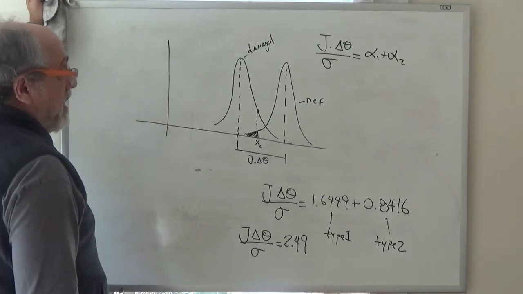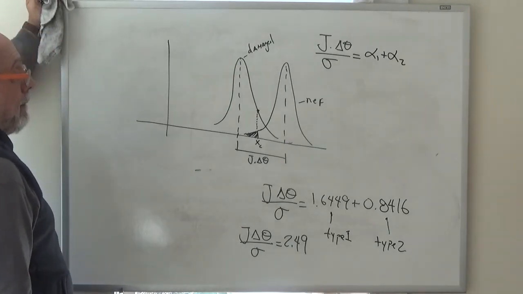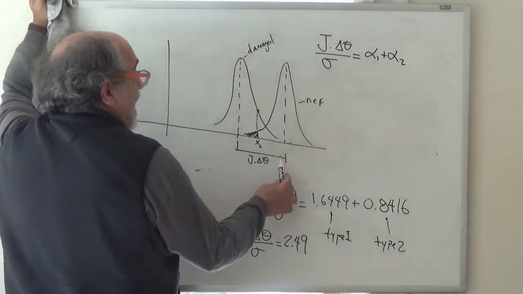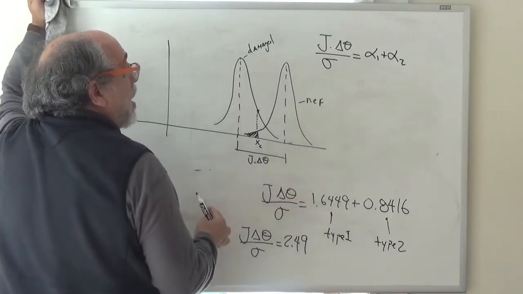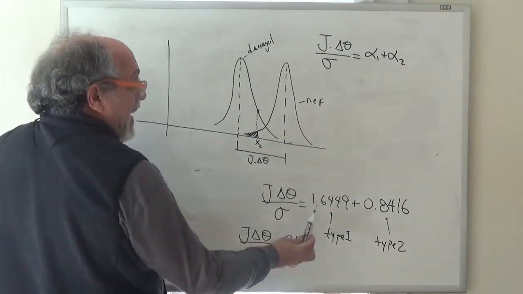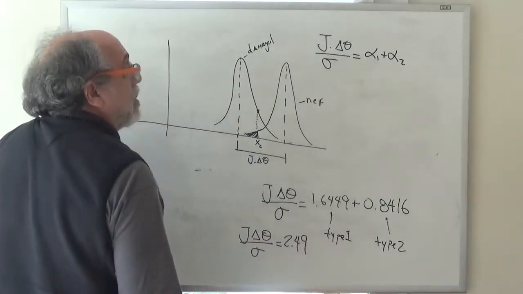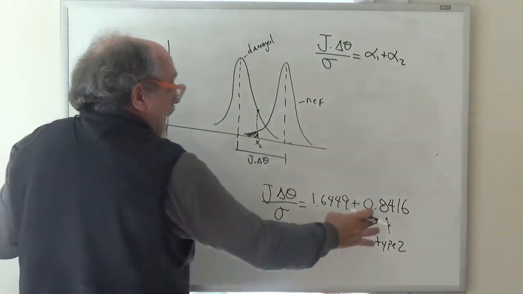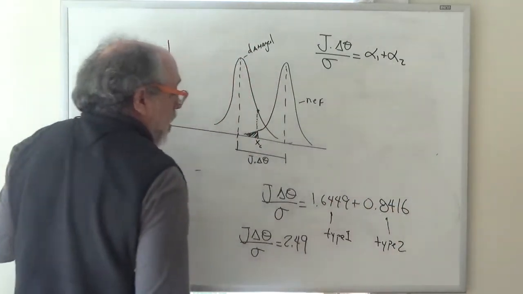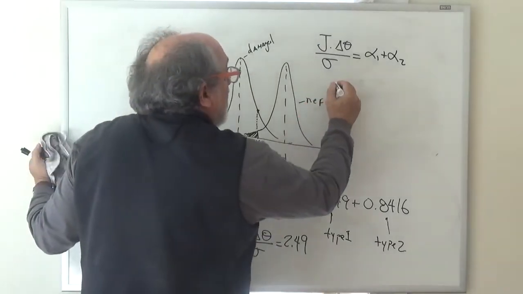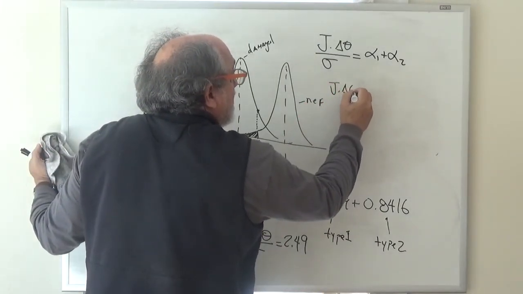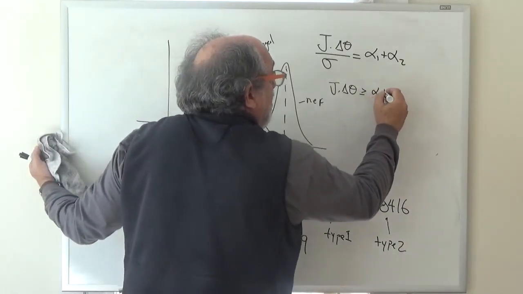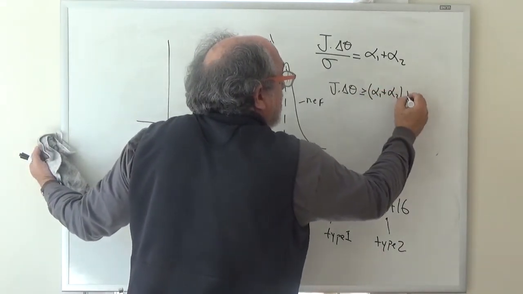So, that's it. Now, what we say is the following. If you want to have a type 2 error of a certain amount, then you need to have that alpha 2. And you therefore will have a certain alpha 1 plus alpha 2. And then you can say that your J delta theta must be greater than or equal to your alpha 1 plus alpha 2 times sigma.